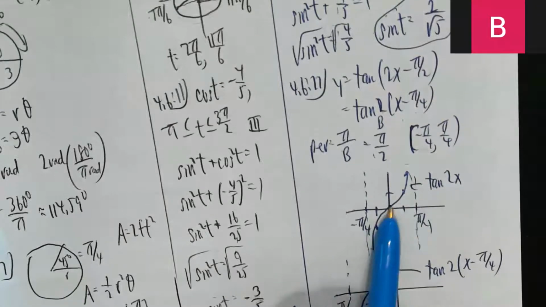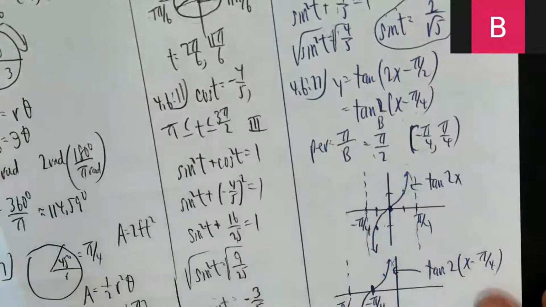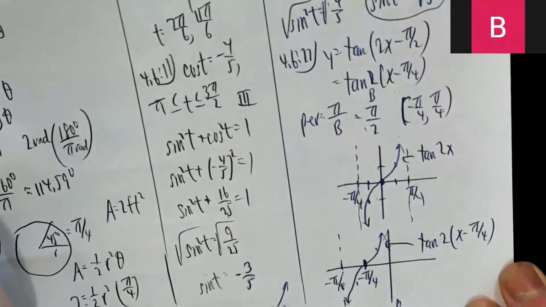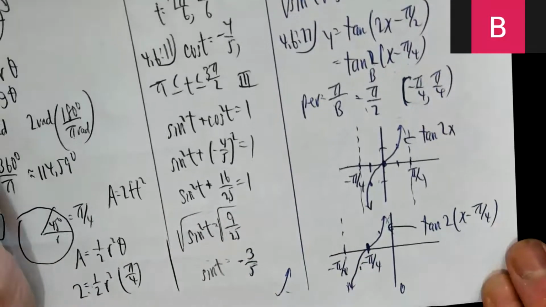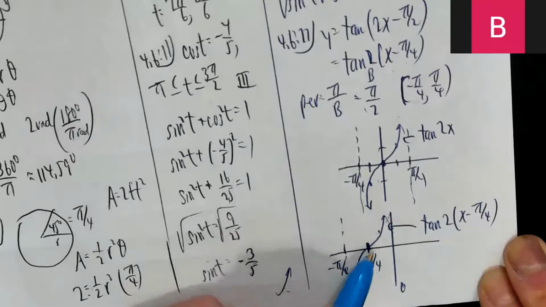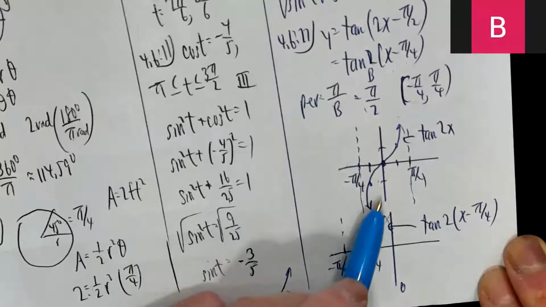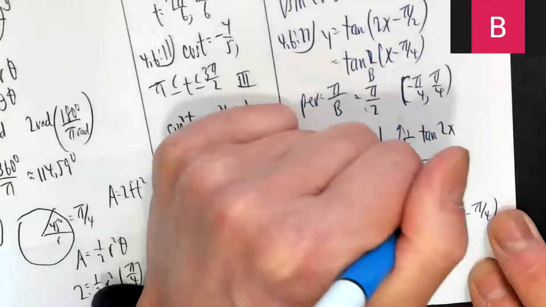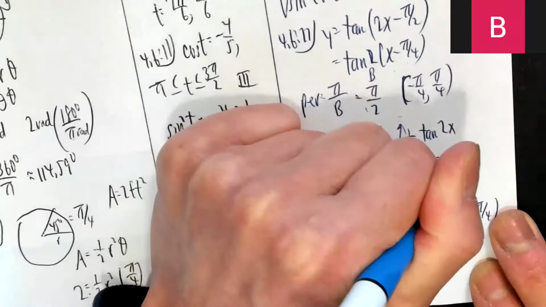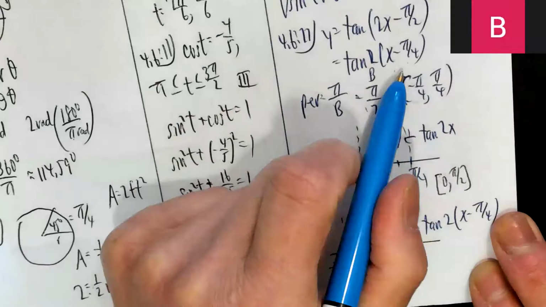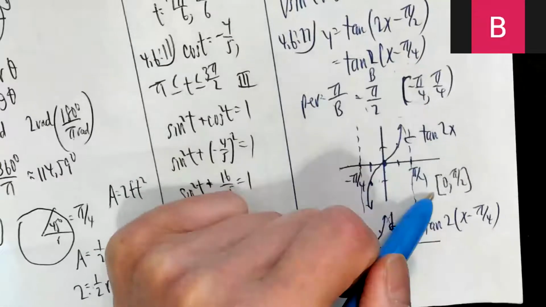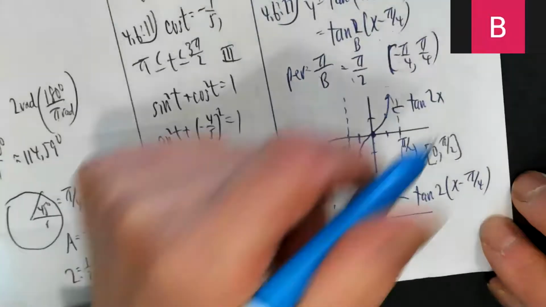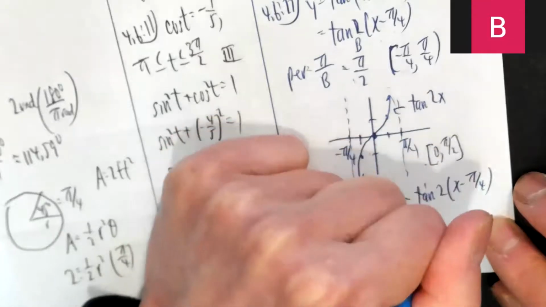Okay, so here is tan 2x. But because of this, there's a translation. Okay, so let's see. Actually, I'm not sure. Do I have this right? It's supposed to go pi over 4 to the right. So one period should be 0 to pi over 2. So if I add pi over 4 to negative pi over 4, you're at 0. Pi over 4 plus pi over 4 is 2 pi over 4, pi over 2. Yeah, I mean, technically what I have is correct, but I should have done it this way.